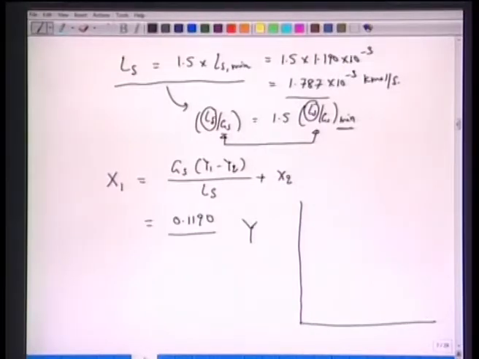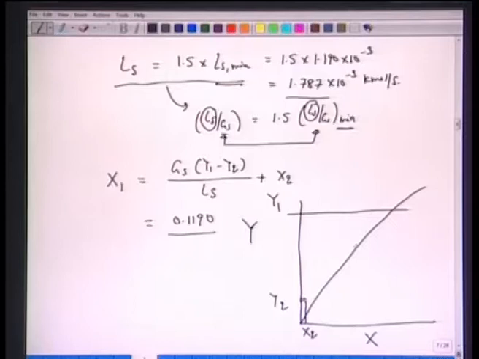So, again let us redraw the curve right here again. We have y versus x. We realize the curve is slightly convex down like this. We have marked our points, which is y2 x2, which is known to us. We knew y1, we do not know the slope, but the problem says that we have to take 1.5 times the Ls minimum. So we draw a curve which is a tangent to this point here.